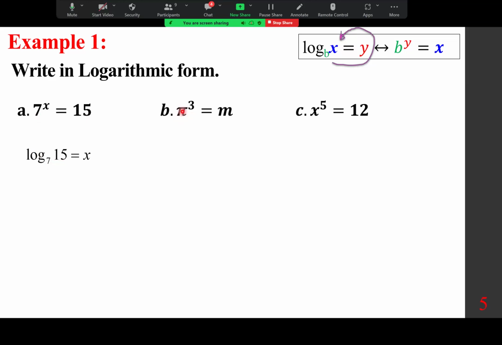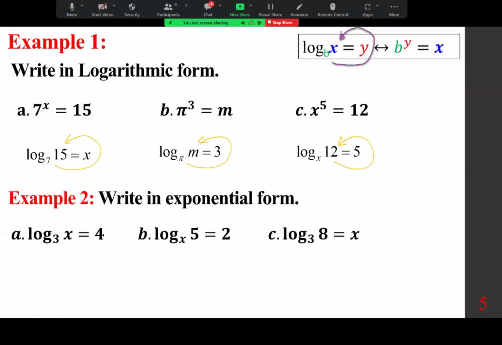Now this one, remember the base is pi and the exponent is 3. So log m base pi is 3. Over here the base is x, the exponent is 5, so log 12 with base x equals 5. And in all of these cases, if you go this route, you can see the exponential form.